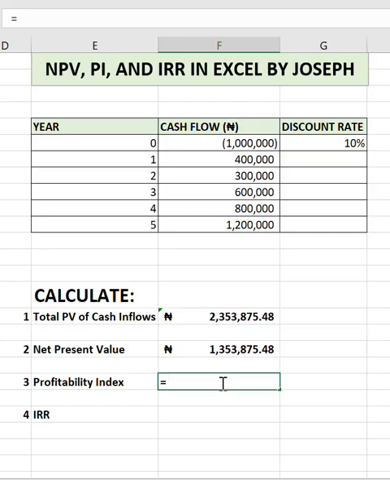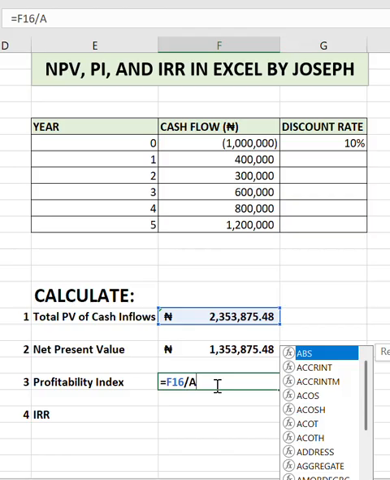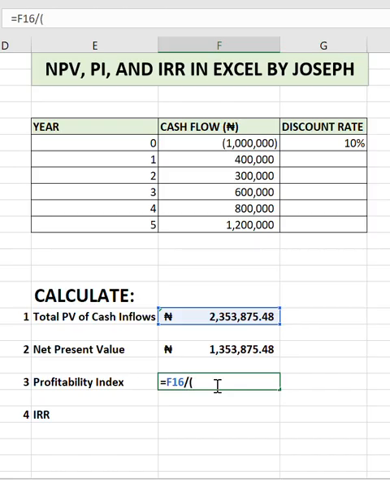equals F16, which is our total present value, divided by this initial investment. Since this initial investment is negative, there is a minus here in this bracket. So we are going to convert this negative number to positive for us to get our profitability index. We do that using the ABS function in Excel. So you open your bracket, ABS, then F6, you close the parenthesis and press enter. So this now becomes our profitability index.